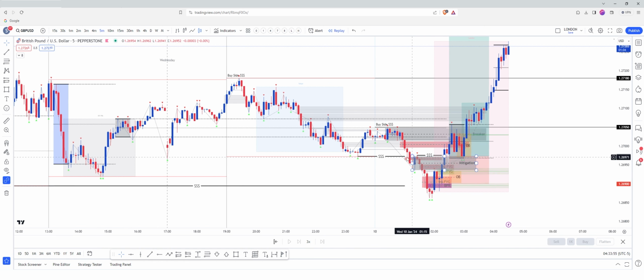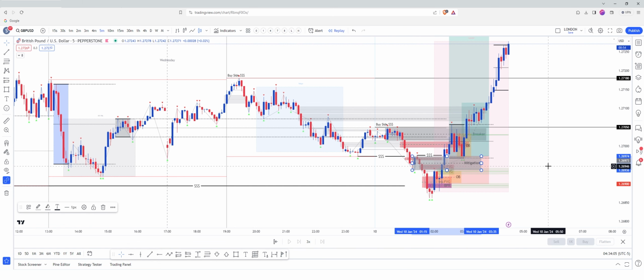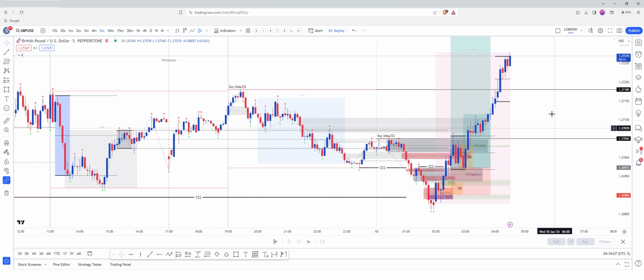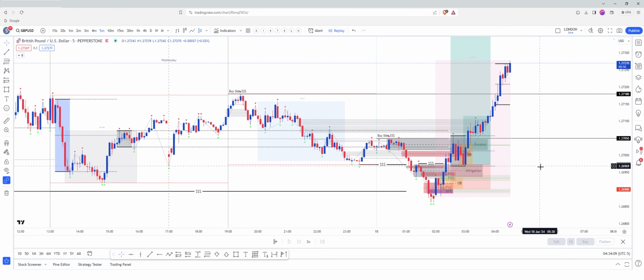Just on my part, not fully marking out the breaker block correctly. It led to an entry which paid off in the end, and if I had waited for this structure to get taken, then I wouldn't have had the entry on there. So overall, positive, profitable morning for me.